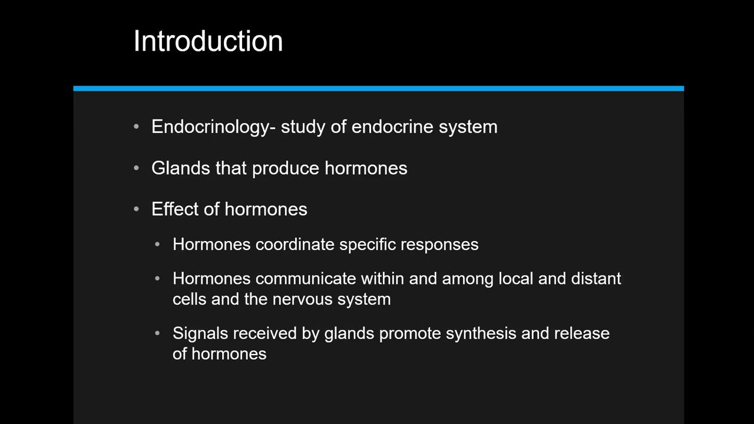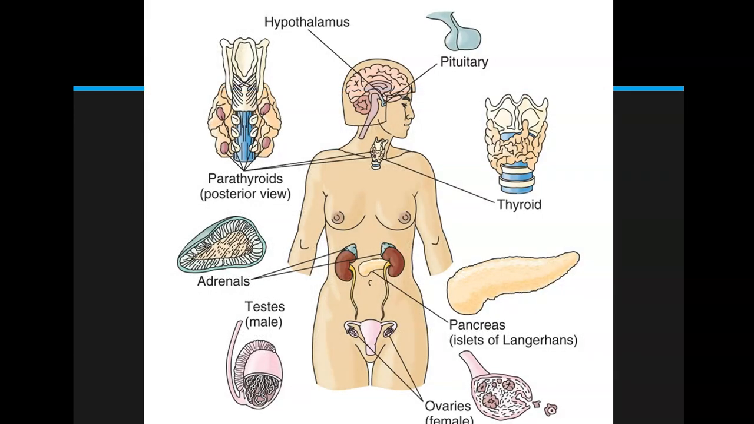One of the ways to think about this is that the nervous system is a wired system and the endocrine system is a wireless system, but it still interfaces some with the nervous system. So here are the major components of the endocrine system that we're going to look at.